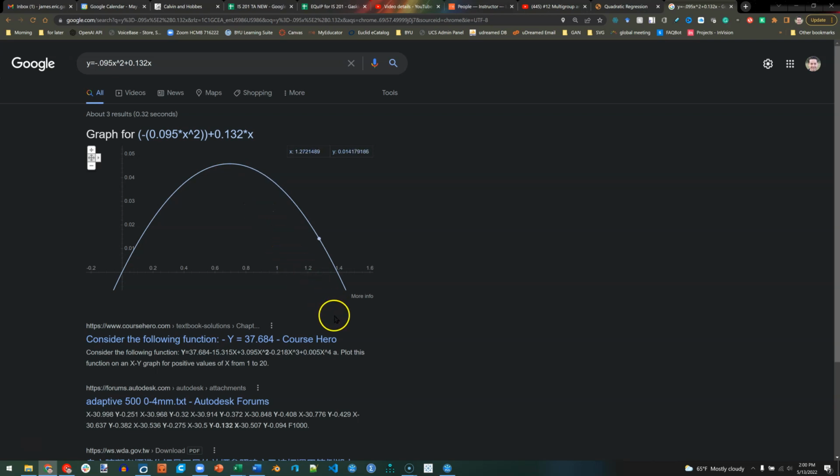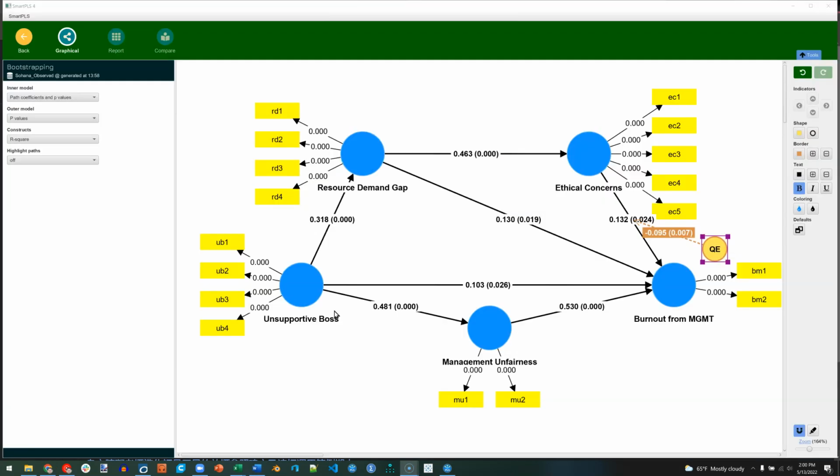So there's this curvilinear relationship. Remember, this is with regards to the relationship between ethical concerns and burnout. So as ethical concerns initially increase, there is much more burnout. And it gets to this certain peak, after which more ethical concerns don't actually increase burnout by the same amount they were previously. So there's this curvilinear relationship. Well, that's a quadratic effect. I hope that made some sort of sense.